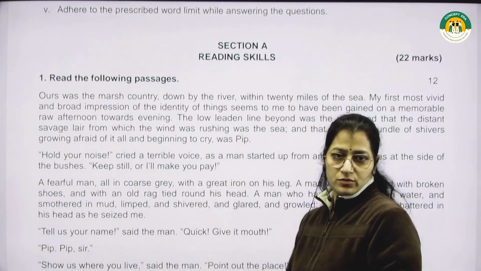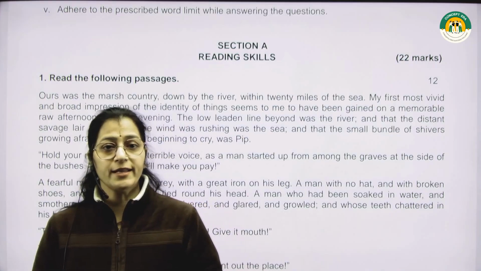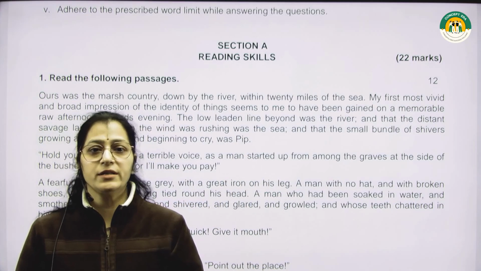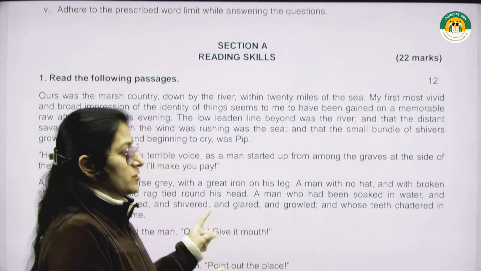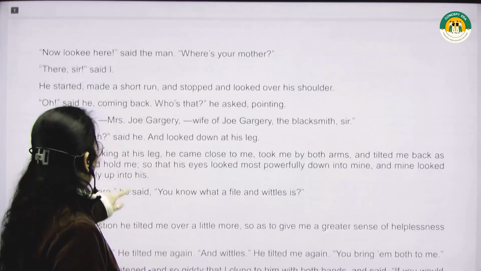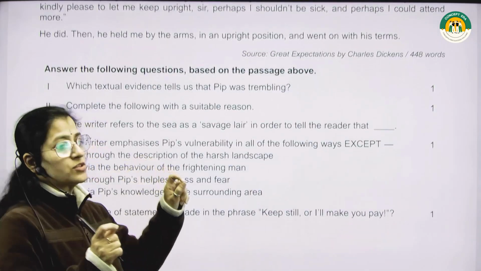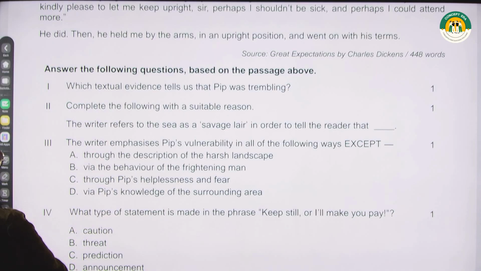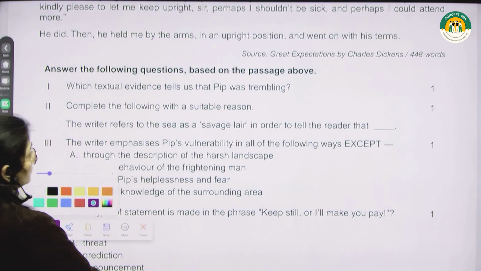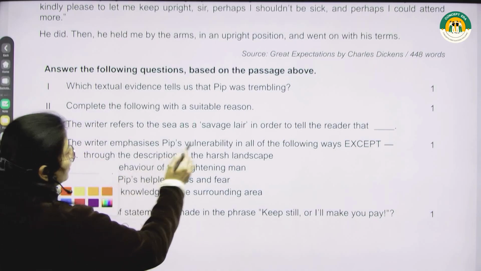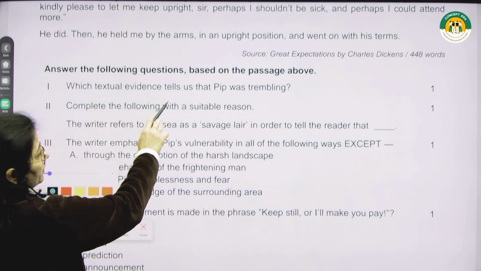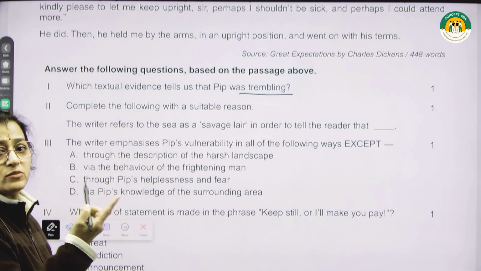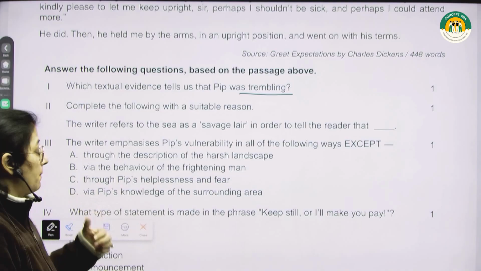Now we are jumping to question number 1, reading, that is comprehension 1. One tip I want to give you: before reading your unseen passage, you should read the questions, because while reading the questions, some keywords stick in your mind. I'll show you how. Just check this first question. What is written here? Which textual evidence tells us that Pip was trembling? This is the key point. The question is majorly asking about the trembling words, and where they are given in the paragraph.